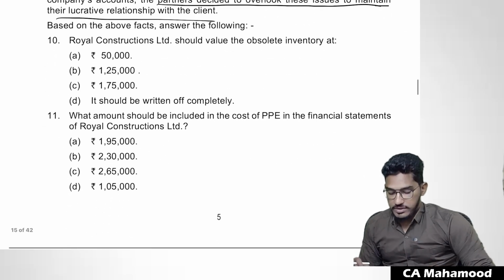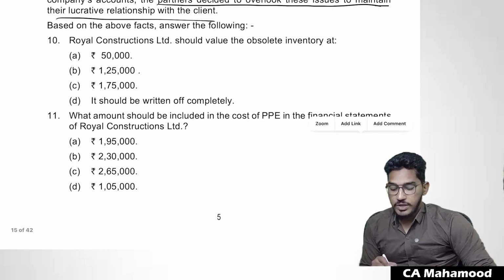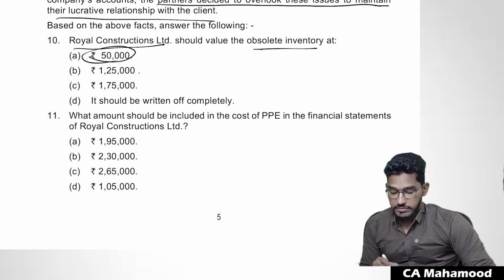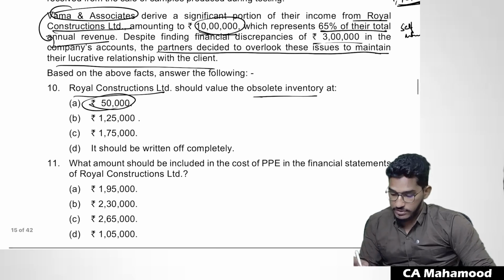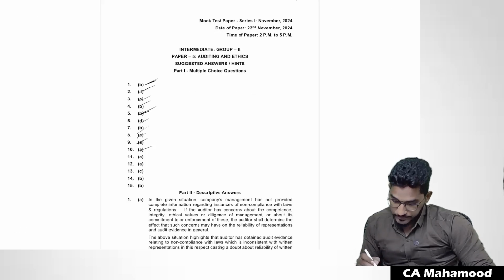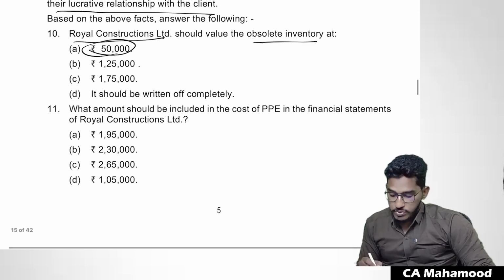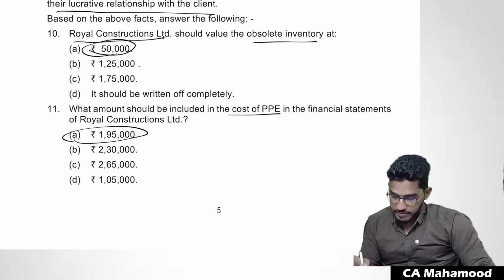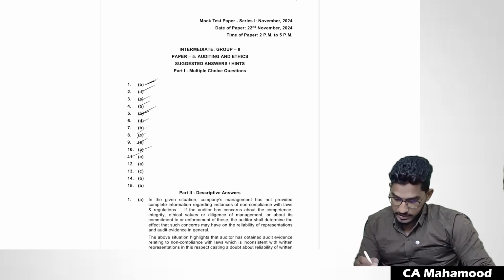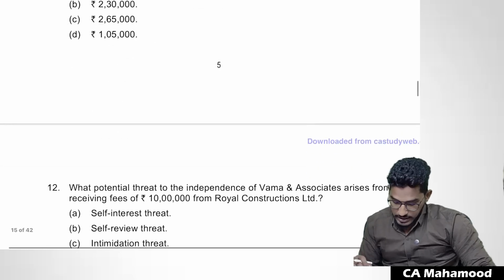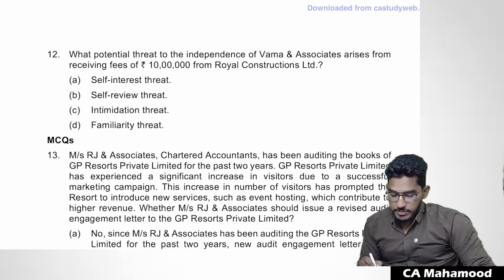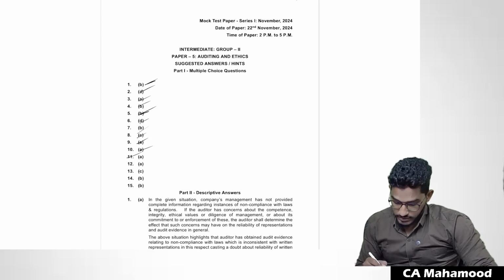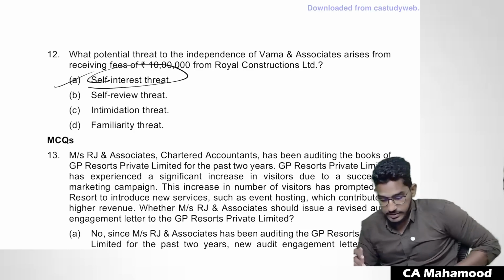Now, based on the above facts, we have to answer a few things. Let us see what they are. Royal Constructions Limited should value the obsolete inventory at what value? At 50,000 rupees. This we have already answered. So 10A. Next one. What amount should be included in the cost of PPE in the financial statements of Royal Constructions Limited? This is also 1,95,000. This also we have calculated, 1,95,000. Next, what potential threat to the independence? I have already clarified. It is going to be a self-interest threat. So 12th one is also A. It will be a self-interest threat.